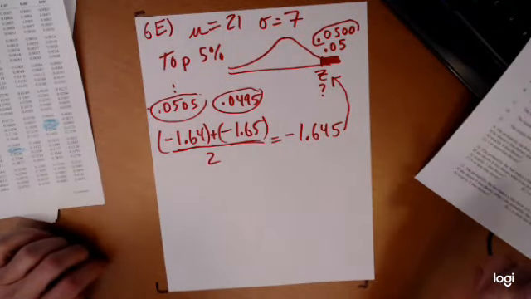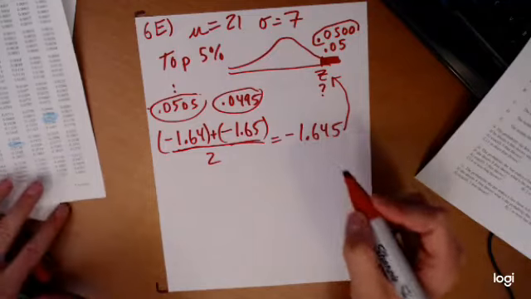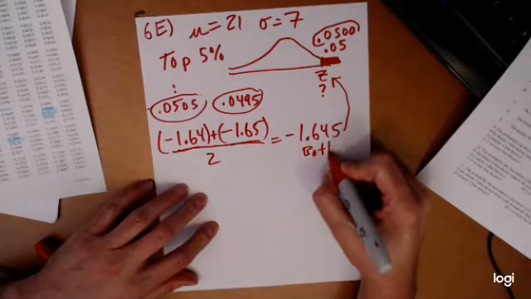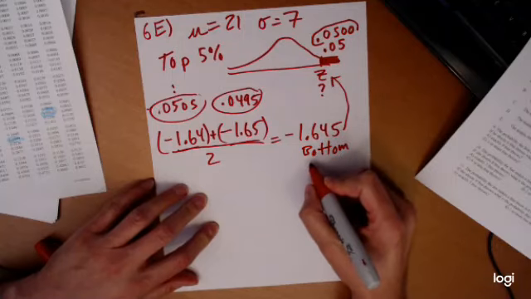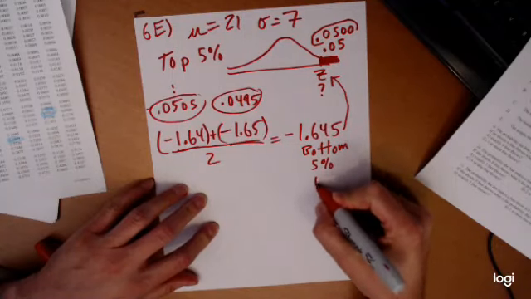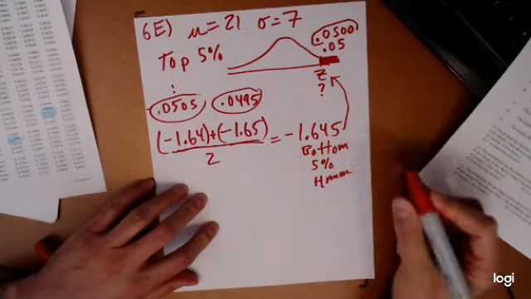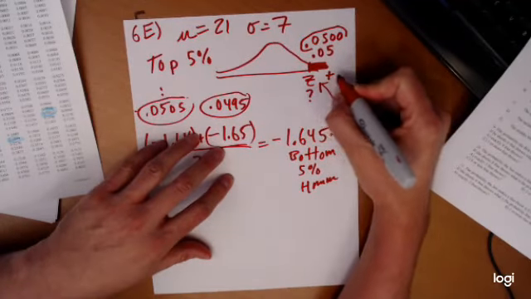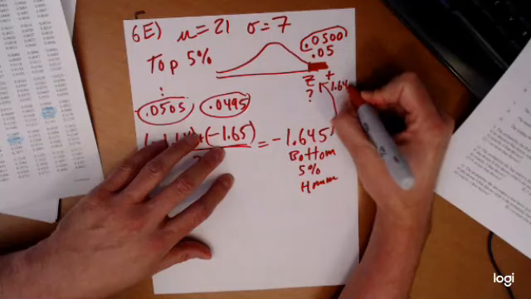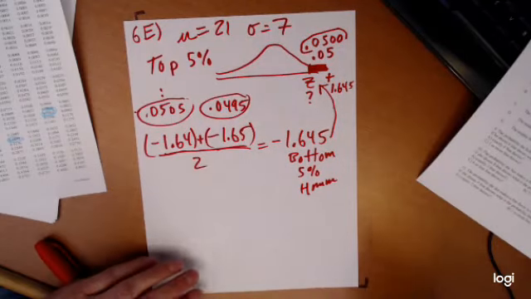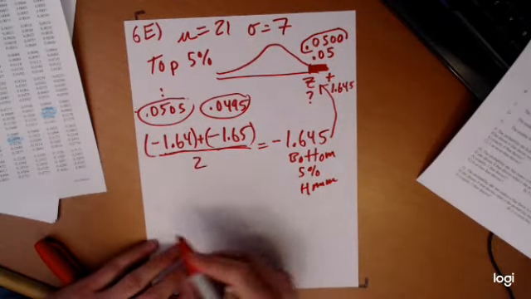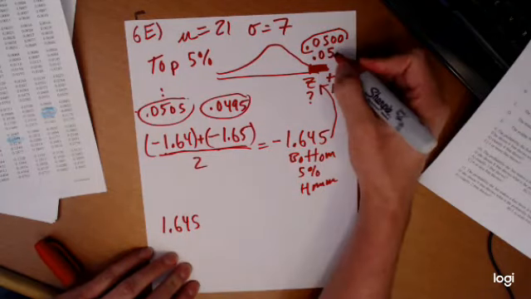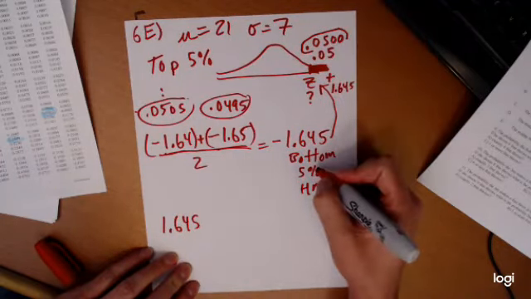Okay, oh, wait a second. That corresponds to the bottom 5%. So that's the bottom, because it's a left tail table, bottom 5%. So up here, it's just going to be a positive 1.645. Ponder that for a second. So positive 1.645, because we're talking about top 5%, not the bottom 5%.